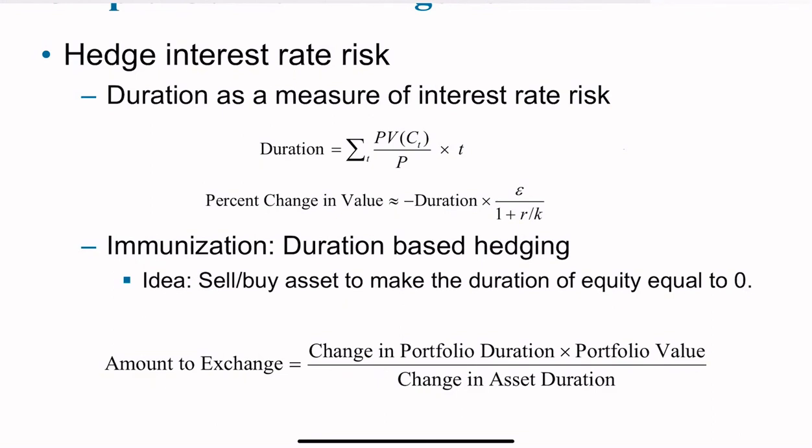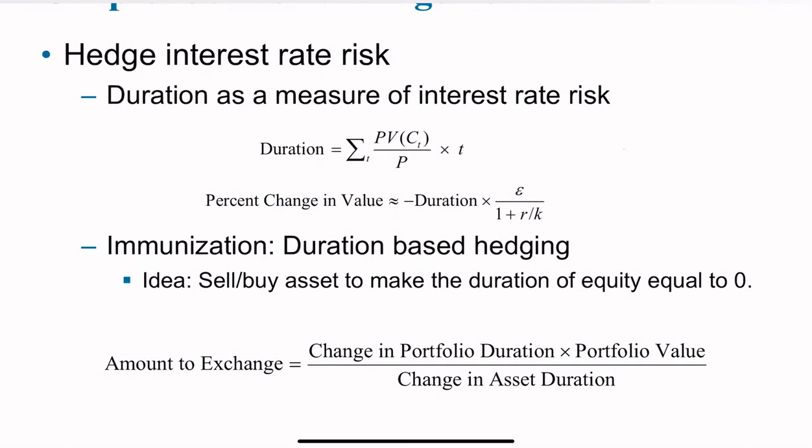We had a bank which wanted to hedge against interest rate risk. And our goal is to make sure the bank's equity is immunized. The rationale here is pretty simple, because if the duration of the bank's equity is zero, then even if the interest rate changes, the equity value will stay the same. And how do you achieve this? How do you make sure the bank's equity duration will be zero?